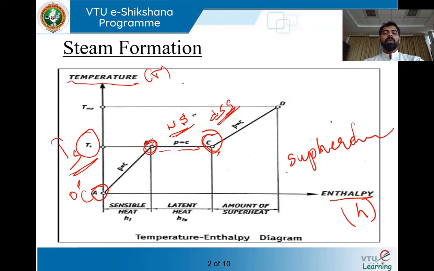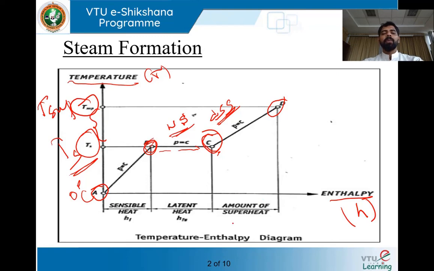Okay, so this point D is not set to any value; it is a desired value. To whatever value you want, beyond the saturation temperature, you can increase the dry saturated steam by a few more degrees to reach this superheated temperature. Accordingly, that amount of heat is added to that steam to increase its quality, and that becomes the superheated steam.